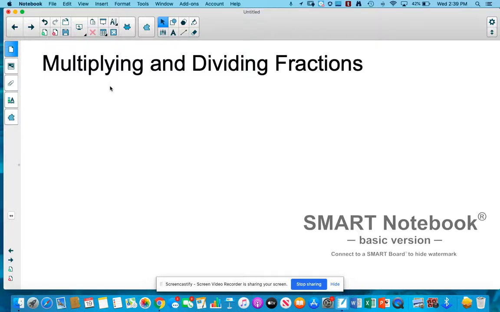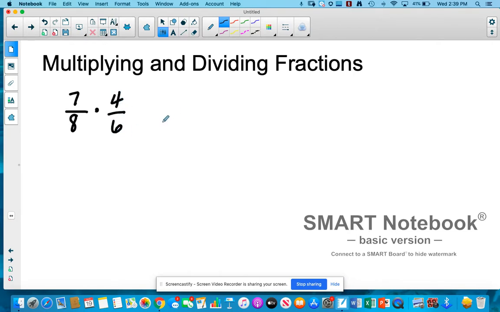All right, let's talk about multiplying and dividing fractions. I know this is stuff that you guys already know, but reviews are always good. So let's take 7/8 times 4/6. There are really two ways you can look at this.